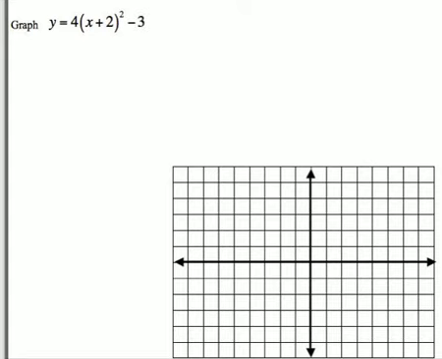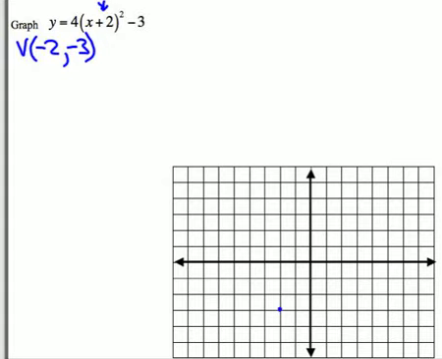So again, it's already in proper format, so it's really easy to see the vertex. And so the vertex in this case is (-2, -3). Remember that it's the opposite of what's on the inside with the x. So if it's +2, then it's the opposite of that, and then it's just the number -3. So let's go ahead and plot it. We have (-2, -3). So I've plotted the vertex here.